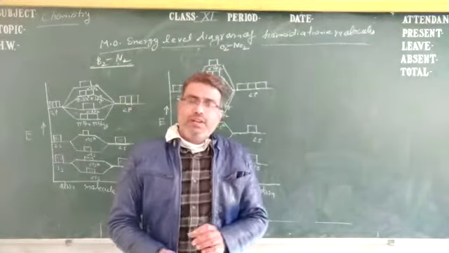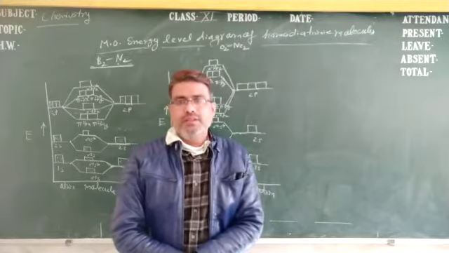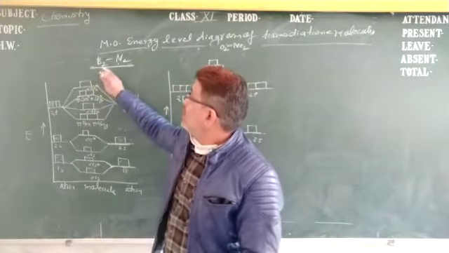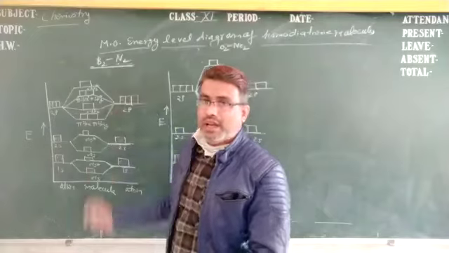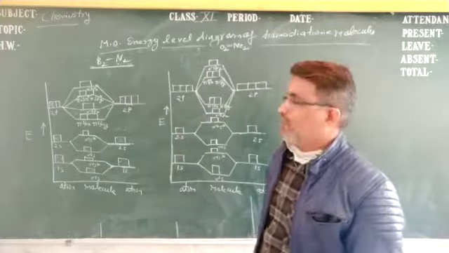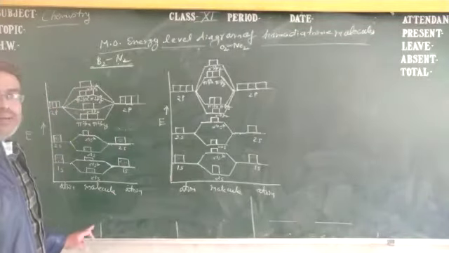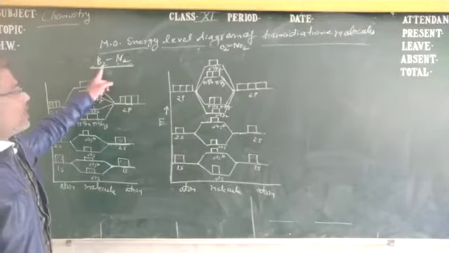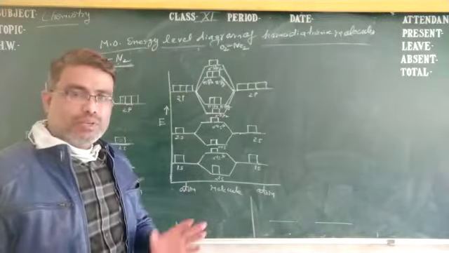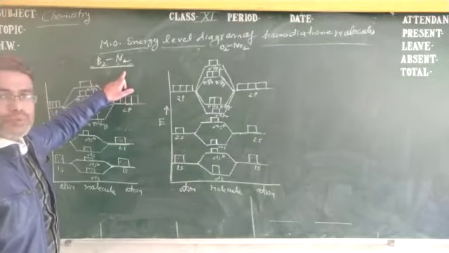Students, today we will learn how we can draw the MO energy level diagram of some diatomic molecules like B2, C2, N2, and O2 and F2. Actually, these are two general diagrams I have drawn here. We can use the first general diagram for B2, C2 and N2, and this diagram is for O2 and F2. Now if you see the difference, the first diagram is used for the B2, C2 and N2 molecules.